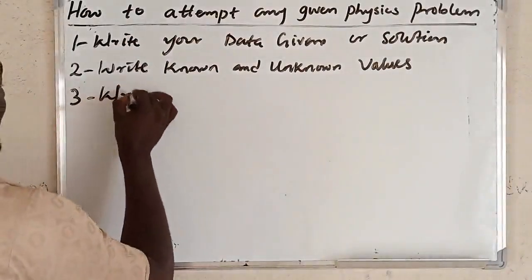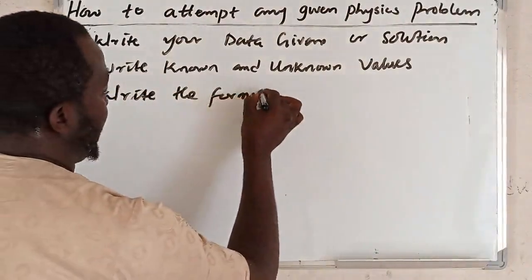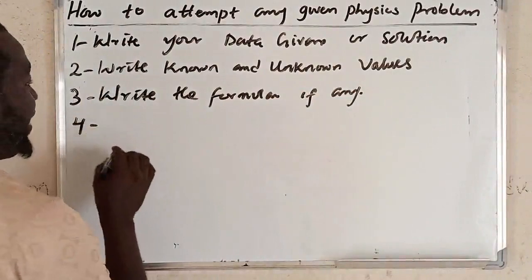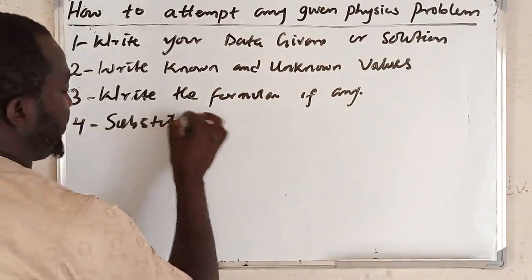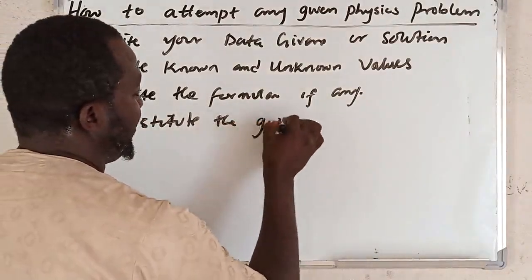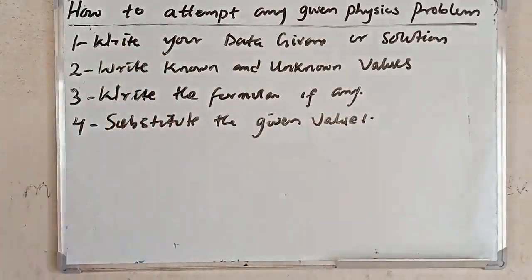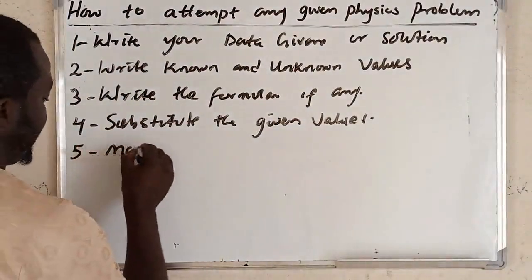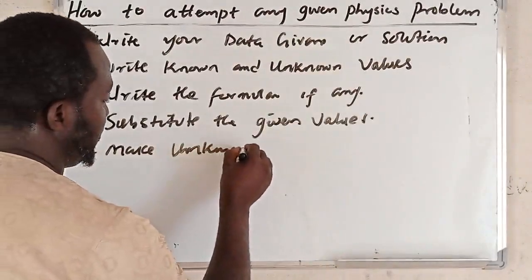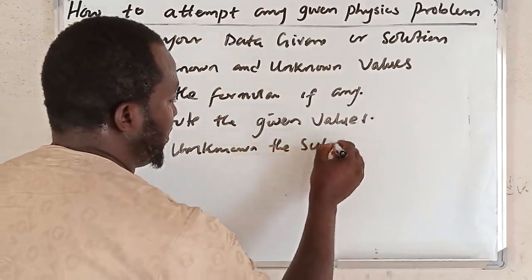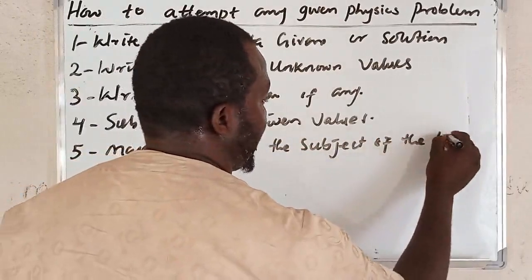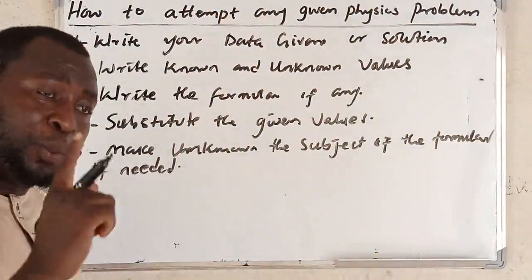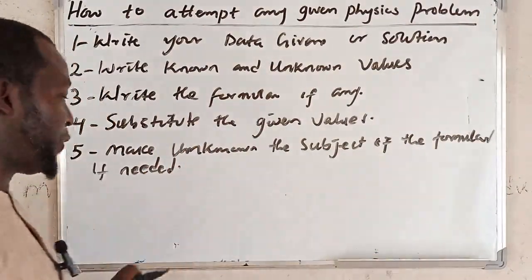Fine. Then we say, write the formula. If there is a formula, you write the formula. After writing the formula, then we say, substitute the given values. After writing the formula, then you substitute the given values. After substituting the given values, then number five, make the unknown the subject of the formula if needed. Then step five, you make the unknown value the subject of the formula, if needed.